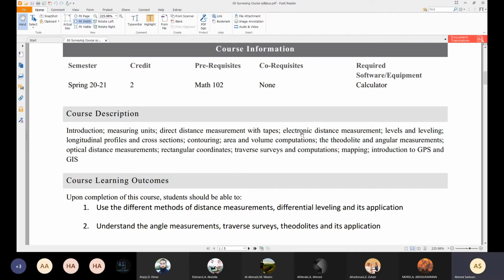Then we are going to use the theodolite. The theodolite is the surveying device through which we are going to measure the vertical and the horizontal angles. And also we are going to learn the angular measurements. Also, we are going to learn how to measure distances using optical devices. Then we are going to have an application of the theodolite, which is the rectangular coordinates. Also, we are going to learn about the traverse survey and the computations. Also, we are going to learn about mapping, how to produce a map, or how to read a map. And finally, in the last week, we are going to have an introduction to GPS and GIS.